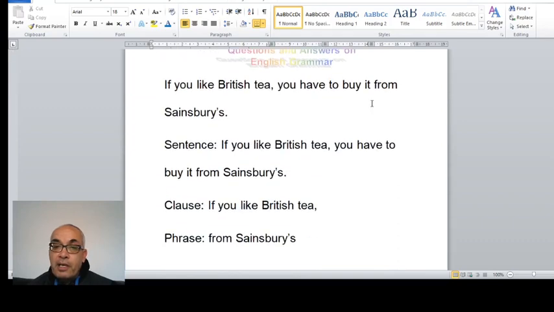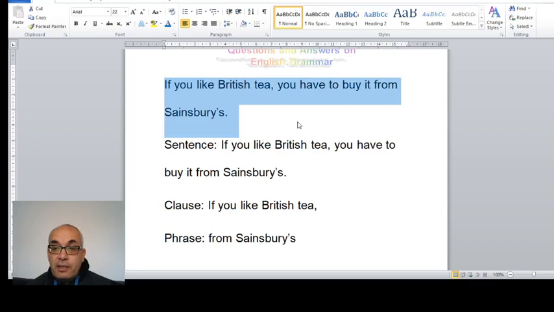So this example again quickly. If you like British tea, you have to buy it from Sainsbury's. This is a sentence. If you like British tea, this is a clause. From Sainsbury's, it is a phrase.